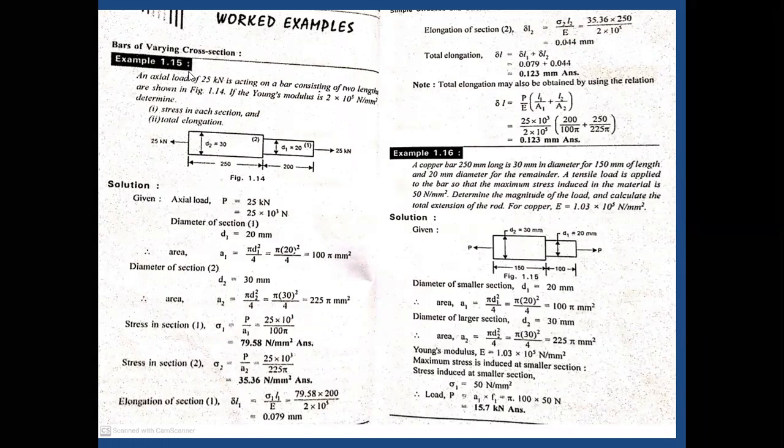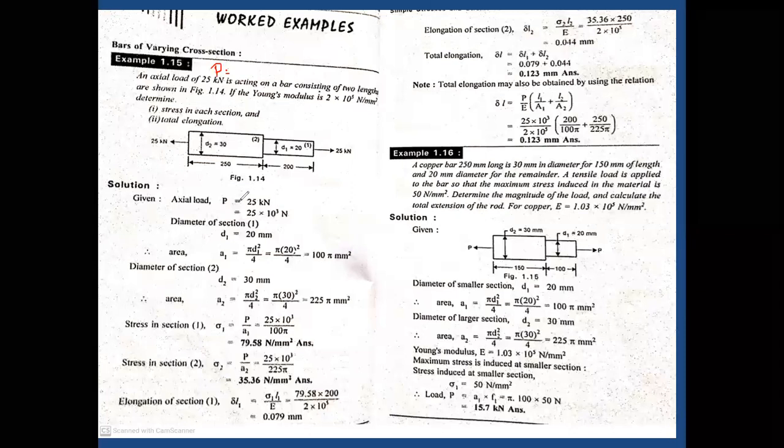An axial load of 25 kilonewtons, that is P equals 25 kilonewtons, acts on a bar consisting of two lengths, two portions, as shown in the figure. The Young's modulus is 2 × 10^5. As I said, every material has a Young's modulus, which is given by the problem itself, so there is no need to remember everything. We need to calculate the stress in each section and the total elongation.